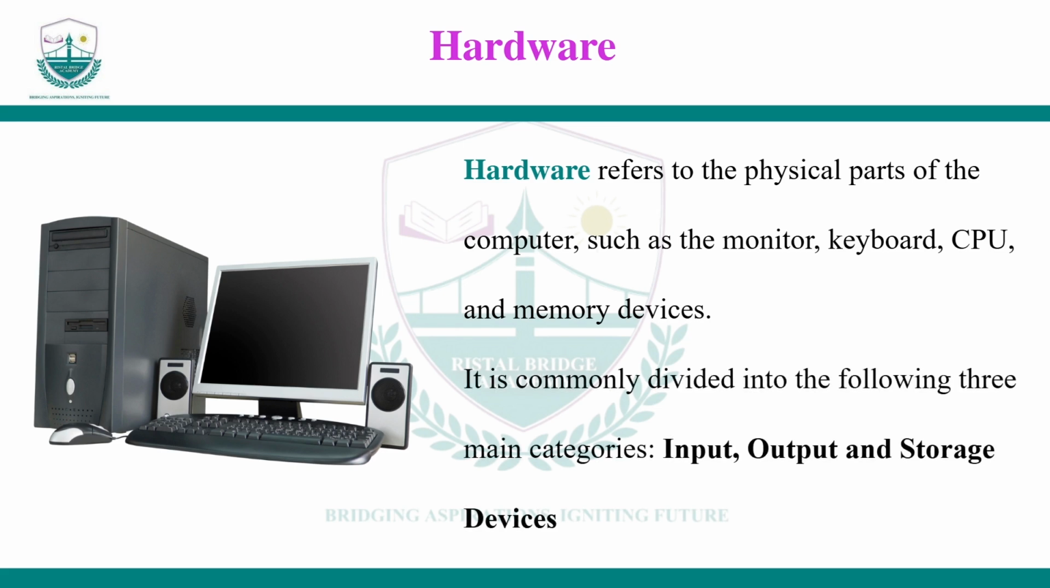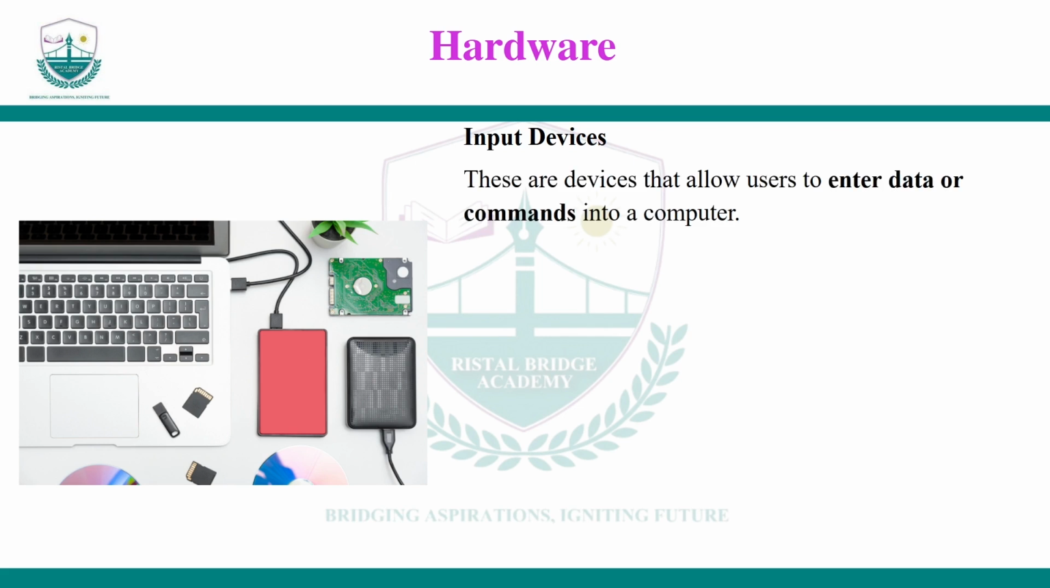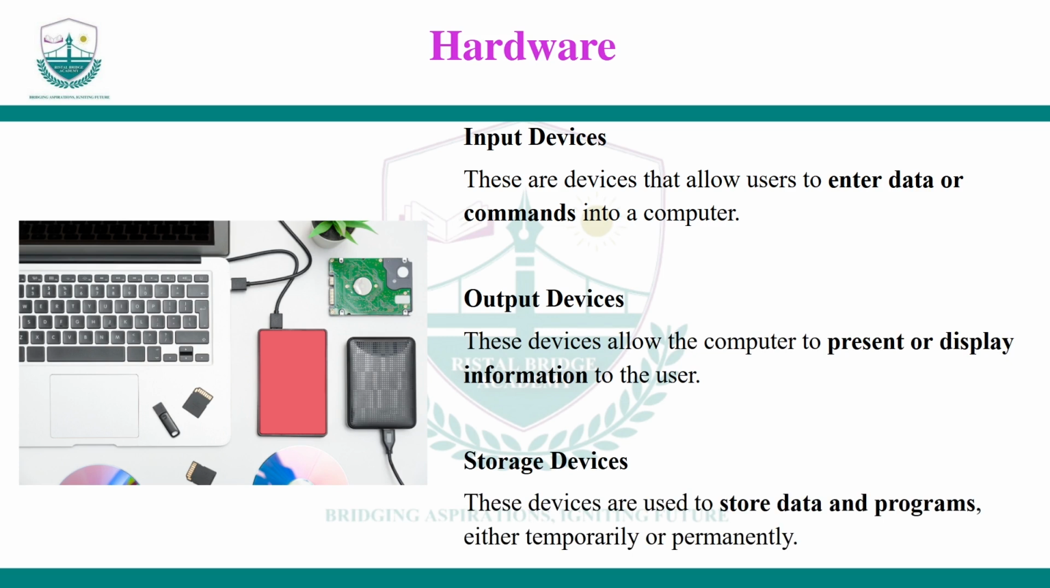Hardware is typically classified into three categories: input devices like the keyboard, mouse; output devices like the monitor, printer; storage devices like the hard disk, USB drives. Input devices help you enter data. Examples are keyboard, mouse, scanner, cameras. Output devices display information. Examples are monitor, printer, speakers. Storage devices store data. Examples are hard drives, SSDs, USBs.